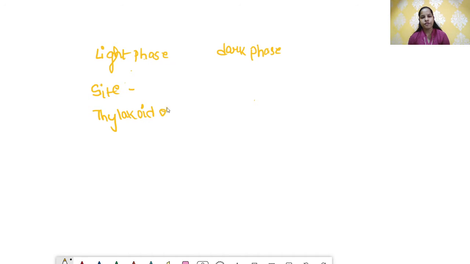So let's write the light phase here and the dark phase. First, let's see in which site of the plant the light phase takes place. That is the site of location. This takes place in the thylakoids of grana, and the dark phase, which we can also call the light independent phase, takes place in the stroma of the chloroplast. This was the first difference.